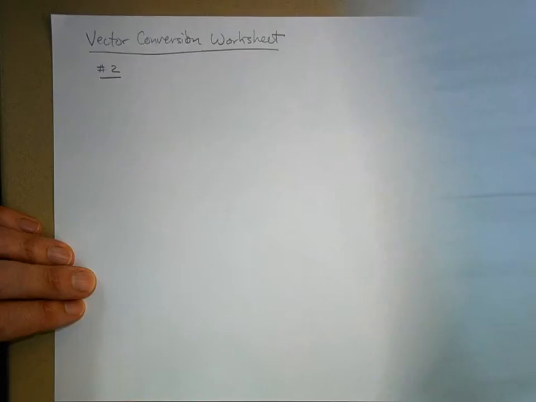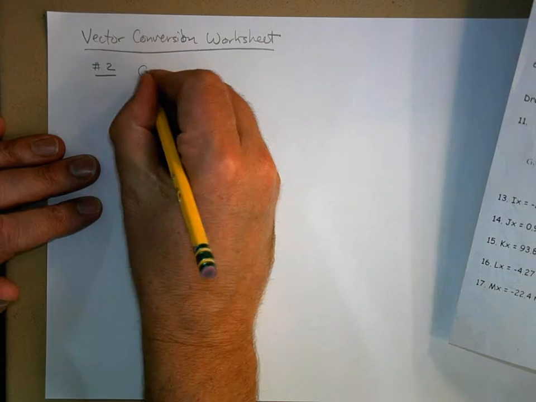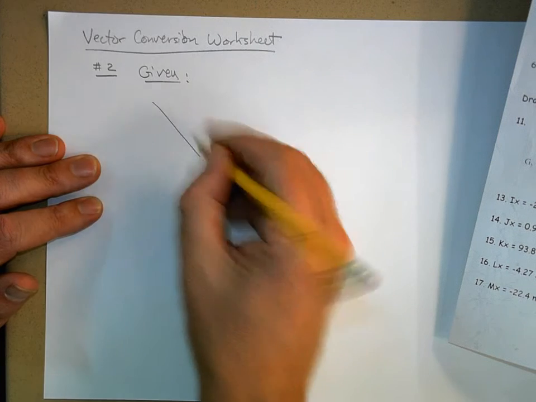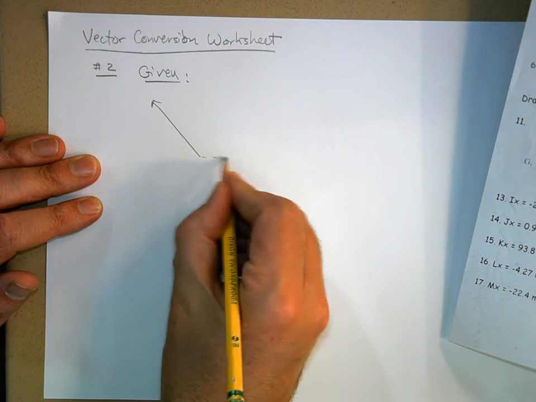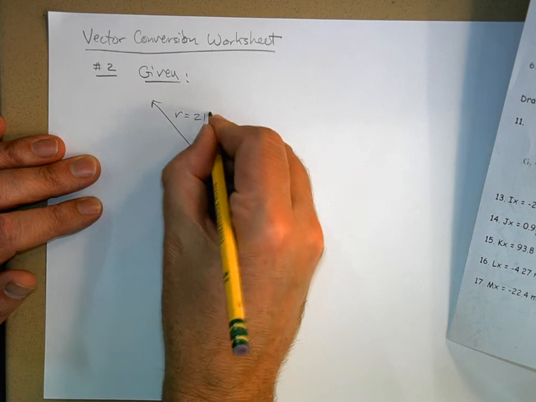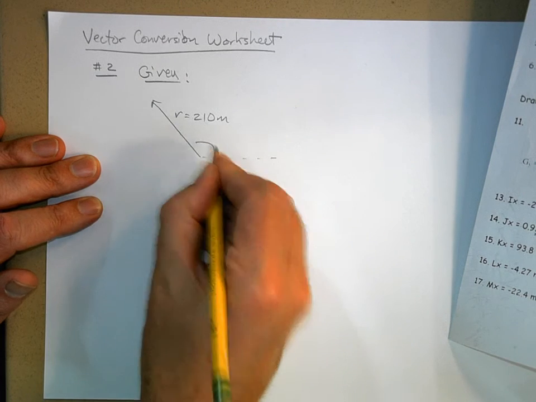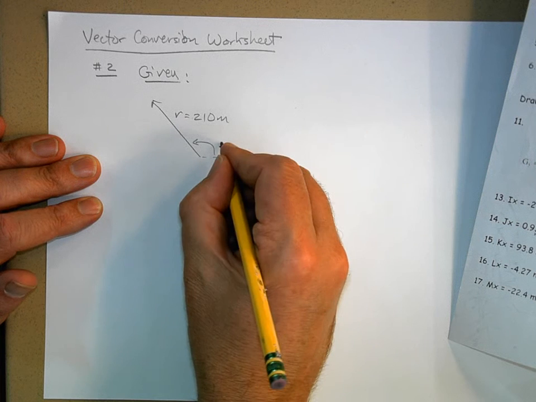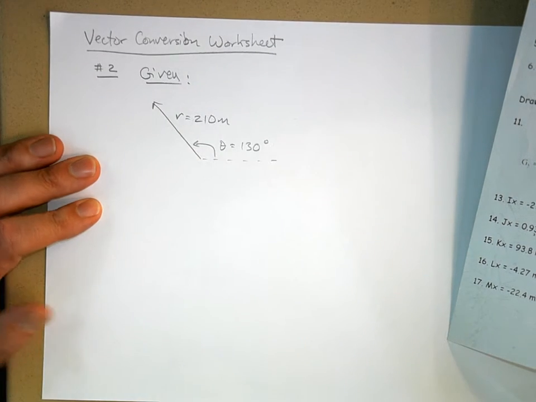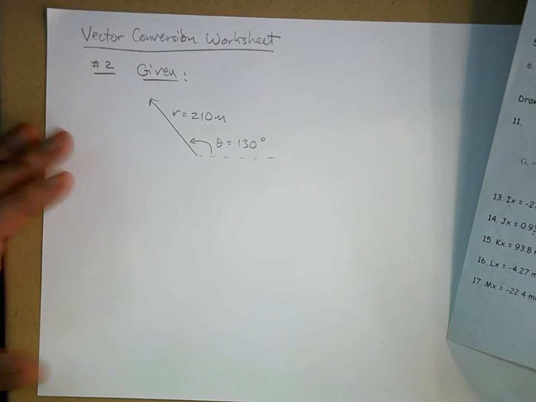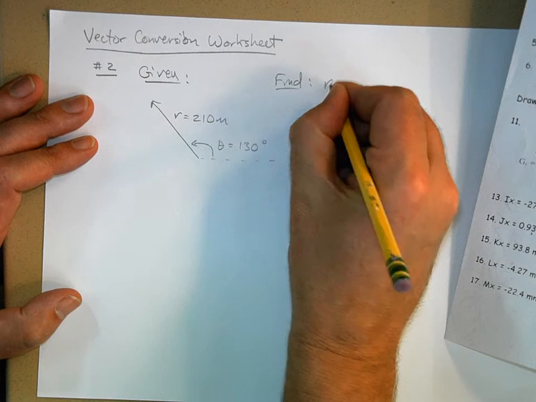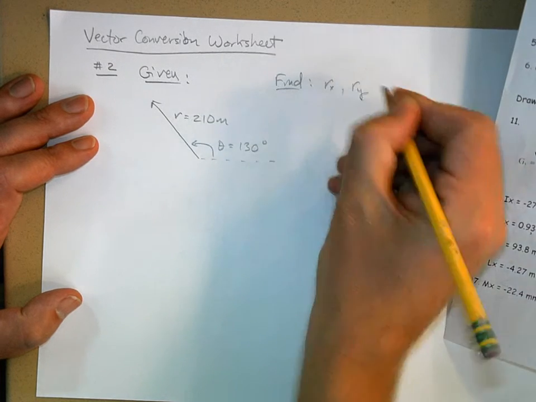So, here's what's given. Our R is 210 meters. Now this angle here is given to be, I'll just put theta equals 130 degrees. So first let's draw the picture. Well, what are we trying to find? We're trying to find Rx and Ry. Let's solve.